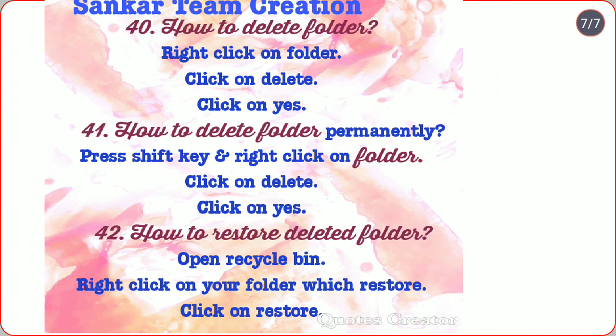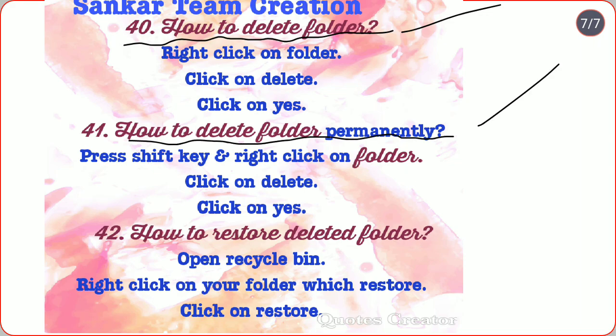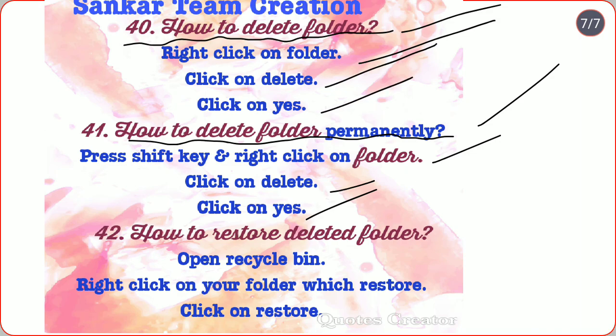How to delete folder? How to delete folder permanently? How to delete folder: right click on folder, click on delete, click on yes. How to delete folder permanently: press shift key, right click on folder, click on delete, click on yes. First right click on folder, click on delete, click on yes. That is how to delete folder. How to delete folder permanently.